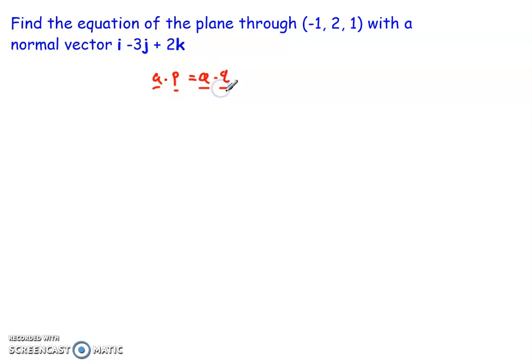equals a dot q. So my a is my normal, and in this case that's going to be given by 1, negative 3, 2. And my p is just the arbitrary point again, remember that's just x, y, z. And my q is the point on the plane, position vector of that point, which is negative 1, 2, 1.